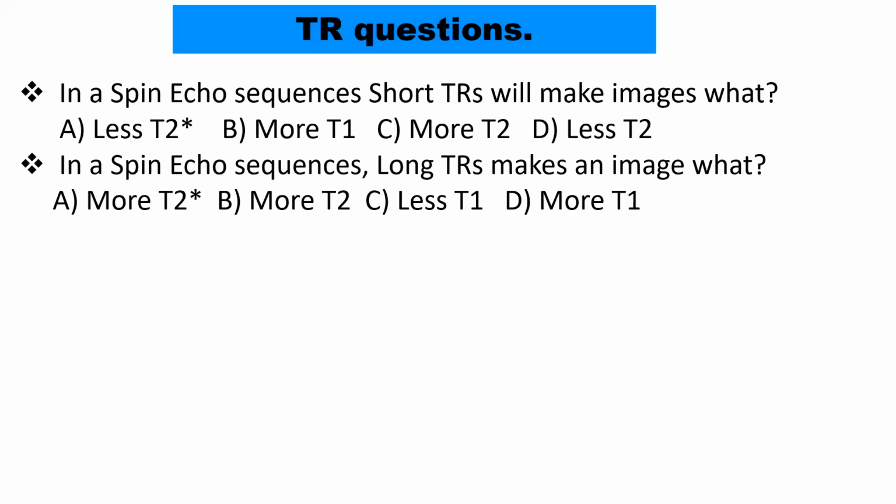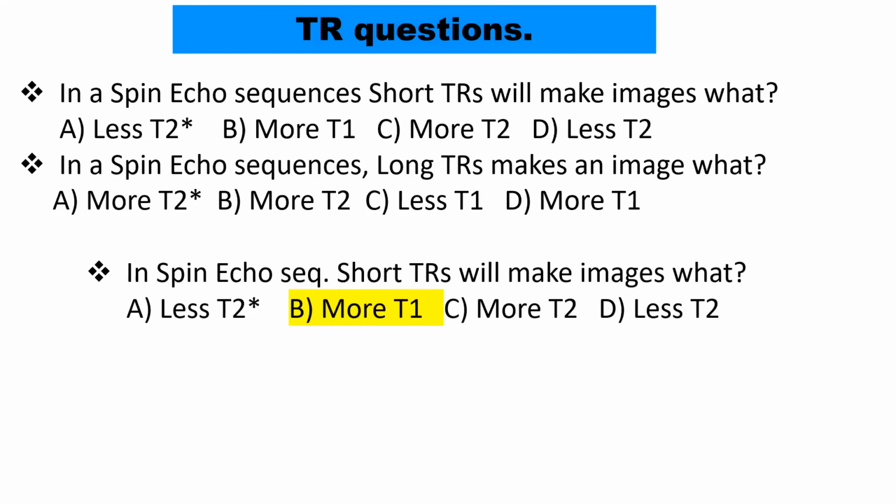So here's an example of a couple of questions they might ask you. In a spin echo sequence, short TRs will make the images what? Take a second to look at your answers. They could also ask you basically the same question the other way around: in a spin echo sequence, long TRs make an image what? Now for the answer to the first one: in spin echo pulse sequences, short TRs will make your images more T1.